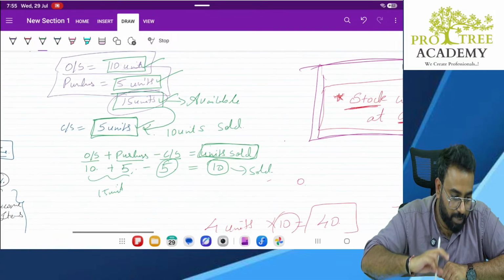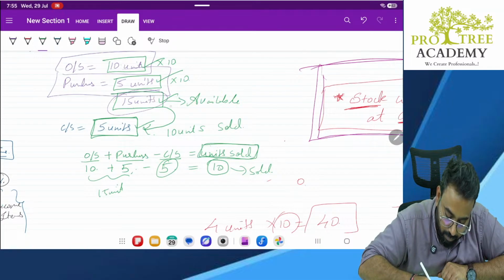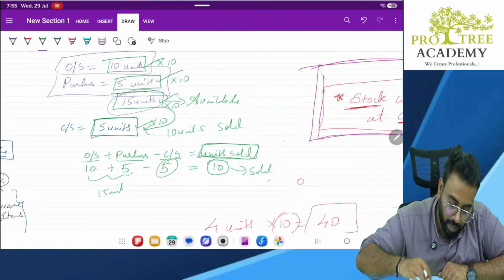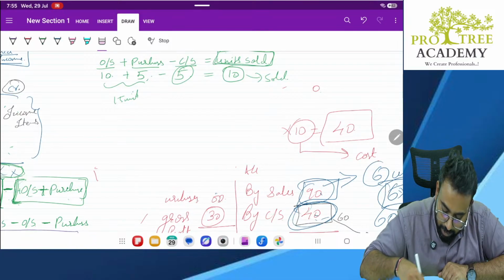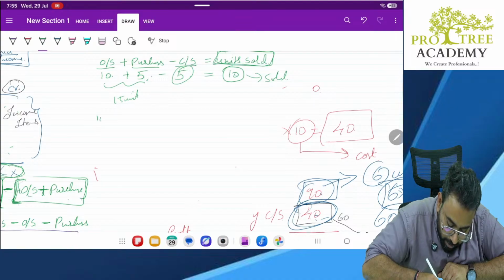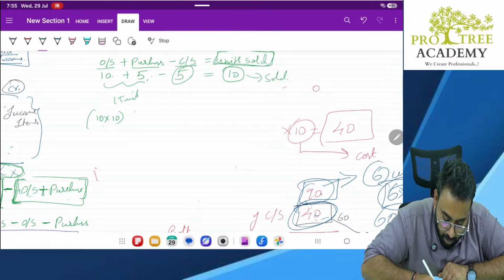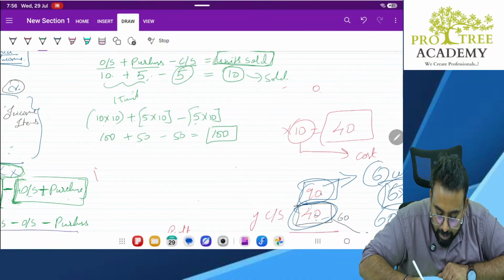Now instead of measuring it in units, if you measure it in cost, let's say each unit is 10 rupees. What is the opening stock? Sir, 10 units into 10 rupees, sir. What is the purchases? Sir, 5 units into 10 rupees, sir. Okay. What is the closing stock? Sir, 5 units into 10 rupees, sir. So 100 plus 50 minus 50 will give you 100. What do you mean by this 100?